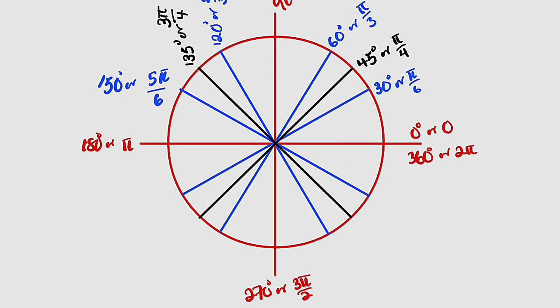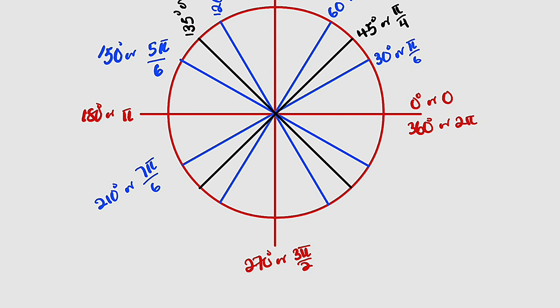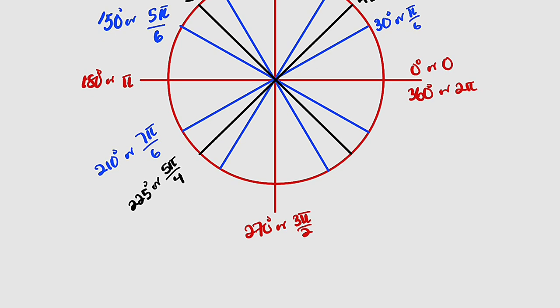Then coming down here, we have 180. If you move to the next, you have 210 degrees, or in radians what? 7 pi divided by 6. Move to the next, we have 225 degrees, or in radians 5 pi divided by 4. Then the next one will be 240 degrees, or in radians 4 pi divided by 3.